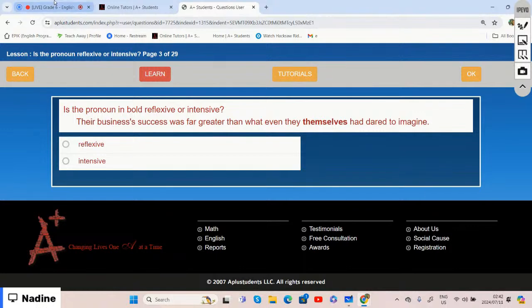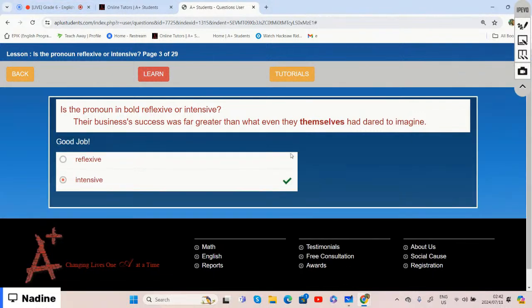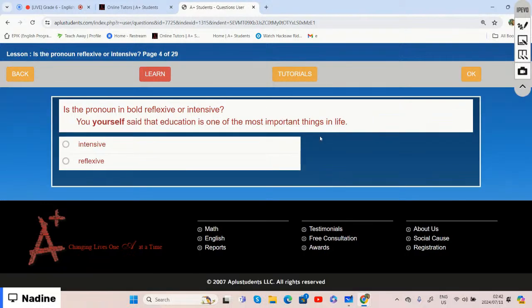All right, and if we were to choose the correct one, then we choose option two because themselves refers to they. It's like putting emphasis on they themselves. So that is why we say we intensify it, we emphasize it.